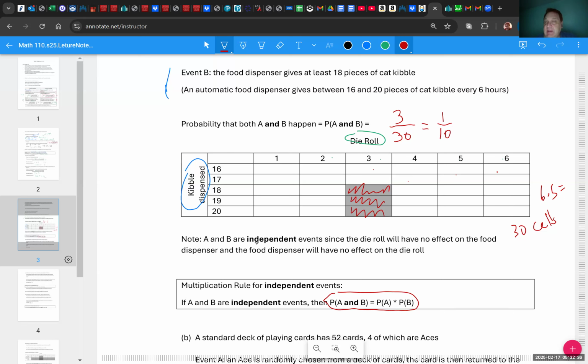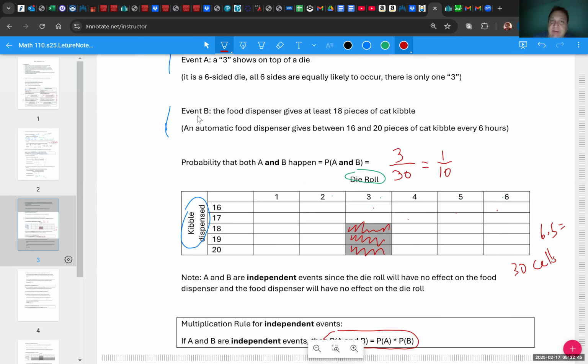Let's see what that would mean in this exact problem. A is the 3 comes up, right? The probability that event A happens just by itself is, well, we've done this a couple times before. There's 1 three out of 6 possible sides. And the probability that B occurs, well, we've also done this before. There are 3 possible amounts that are 18 or more, 18, 19, and 20, out of 5 possible amounts that could come out.